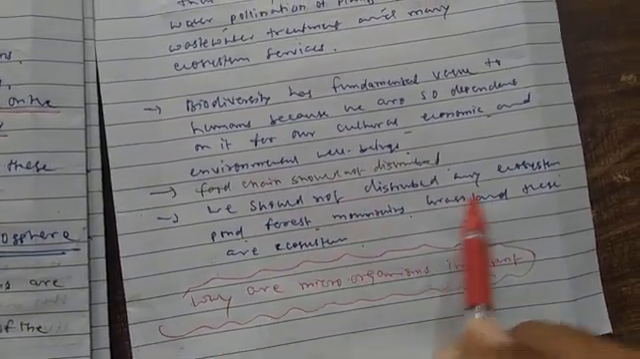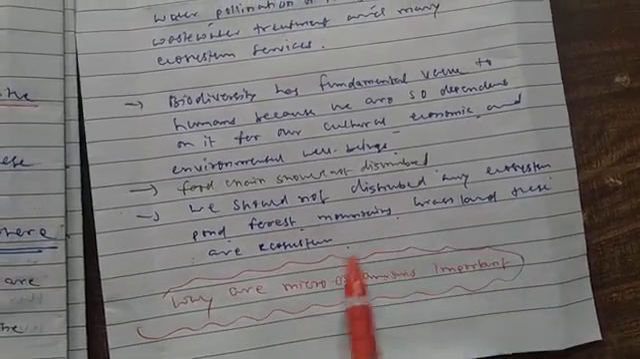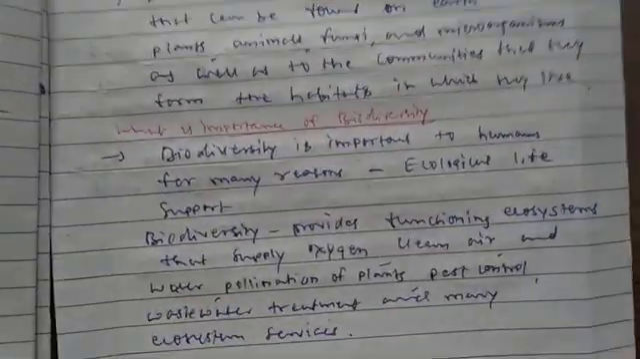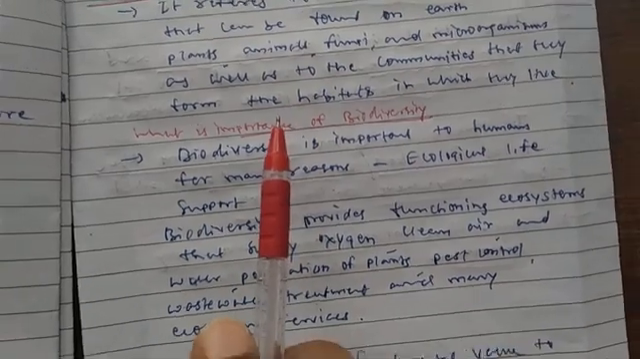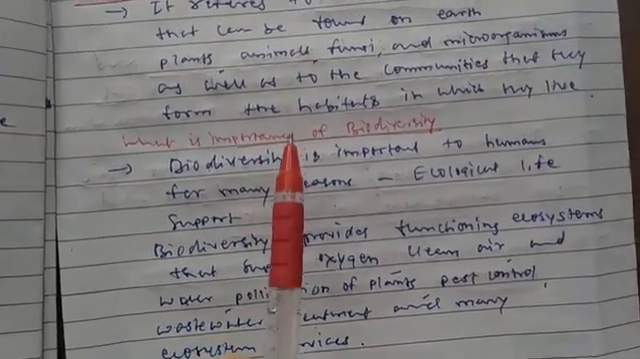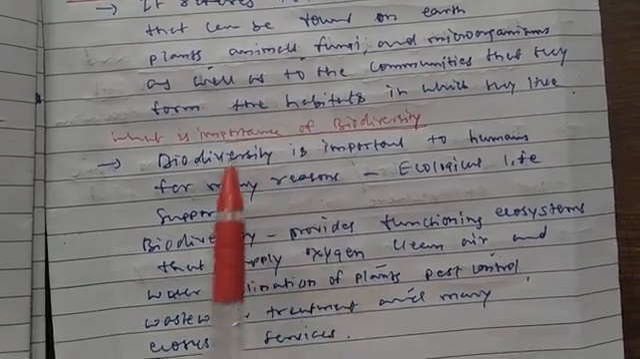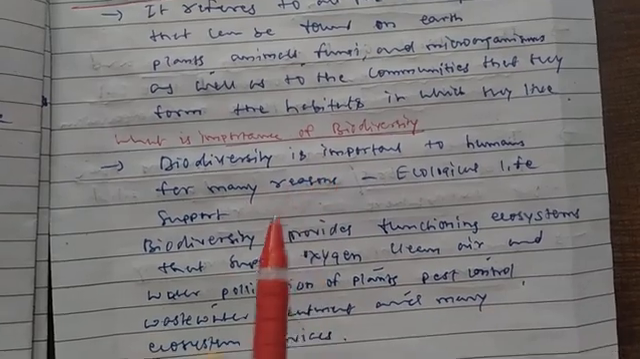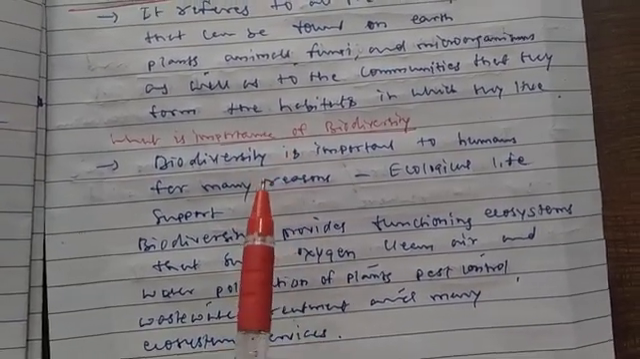We should not disturb any ecosystem: pond, forest, mountains, grassland. These are ecosystems. First, you have to understand biodiversity. It means the variety of animals and plants that live together. We should not disturb them because all these things depend on each other. The food chain is nothing but this, which is also biodiversity. If biodiversity is strong, then all the living things will be strong in position.